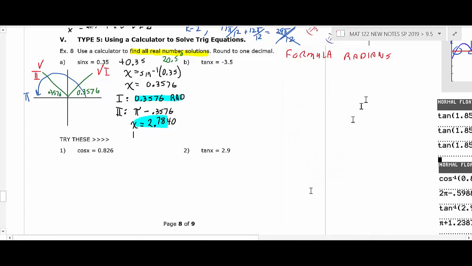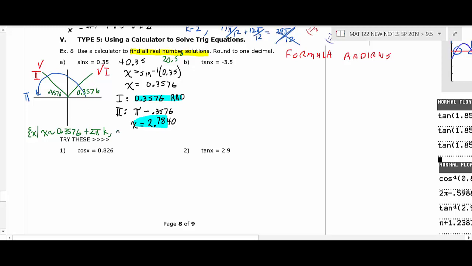Then I'll show you how to check this and interpret this on your calculator. Okay? All right, so we would write the answer to this problem basically like this. We would just say the set of x such that x is approximately equal to 0.3576, and then we would still say plus 2 pi k. Okay, because another lap around the circle, of course, would get you back to that same angle.